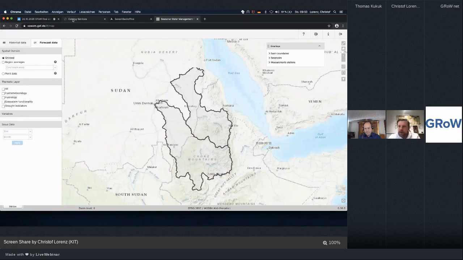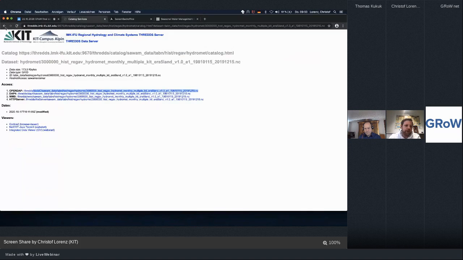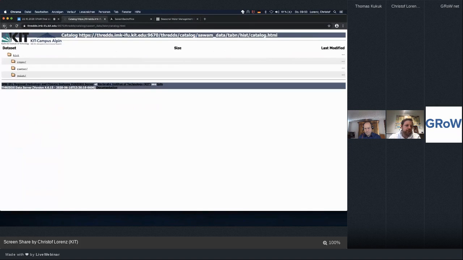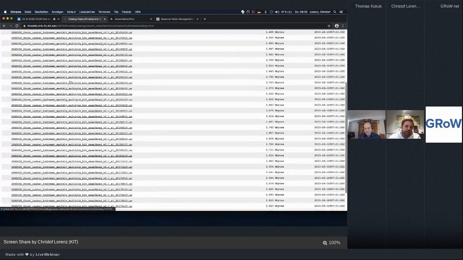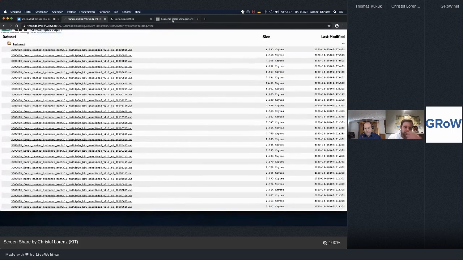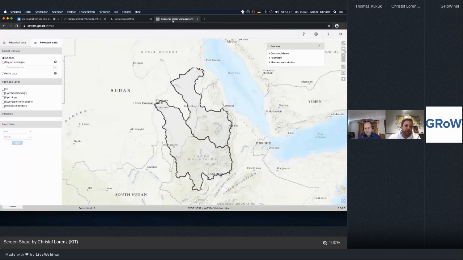If I can just move back to our thread server, I can show it to you. Here we go to the forecasts, we go to the raster forecasts, and this folder now contains all the forecasts that we currently have. And this tool automatically scans the forecast for new files, new layers, and so on, and then it implements these layers into this tool.